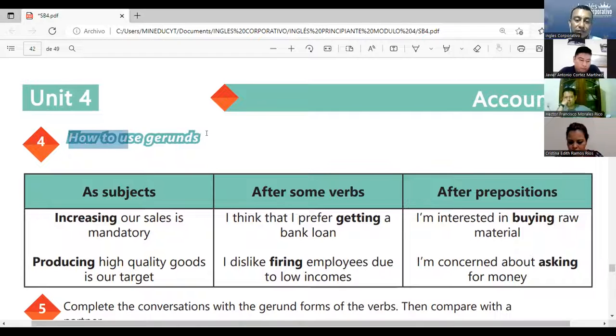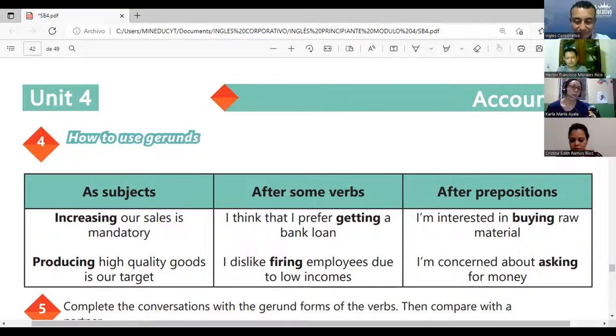How to use gerunds. ¿Cómo usar gerundios? First, let's define gerund. What is a gerund? ¿Qué es un gerundio? Any idea? Son las palabras que terminan en ando y yendo. Exactly. En español son las palabras que terminan en ando y yendo, like corriendo, jugando, trotando, bailando, volando, tratando. Right. And in English, what is a gerund? Las que llevan ing. Exactly.